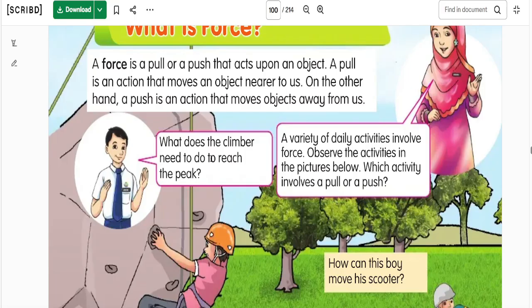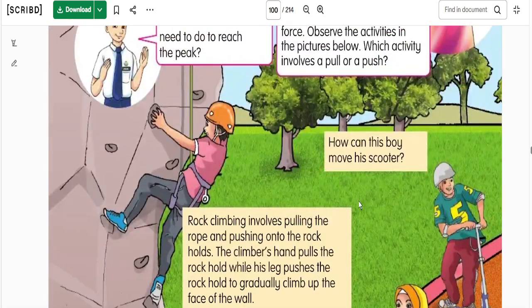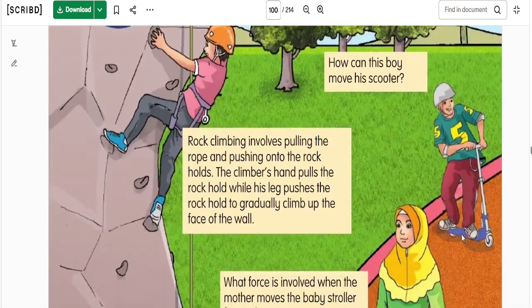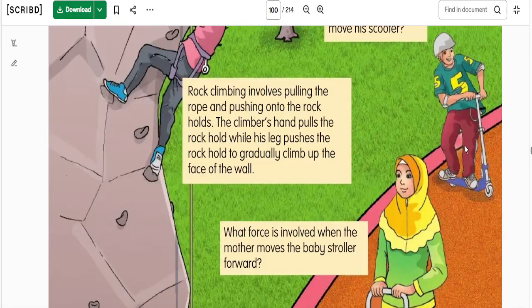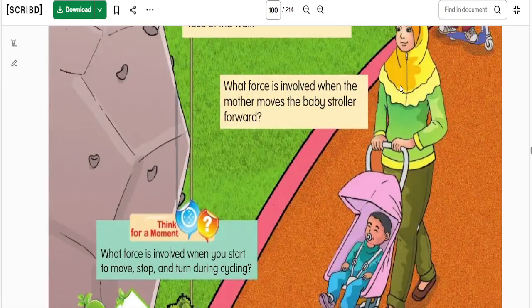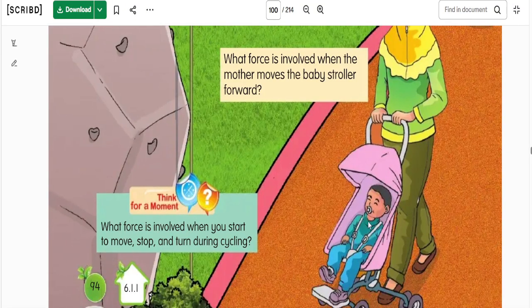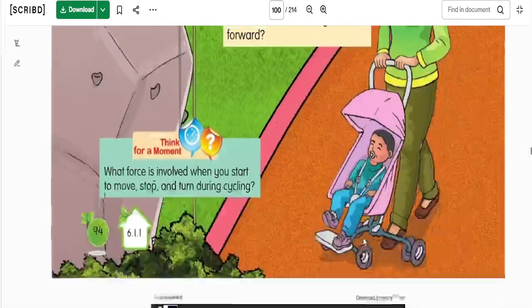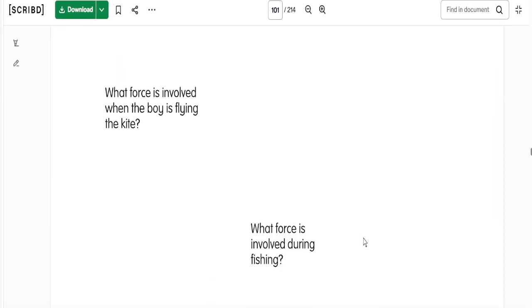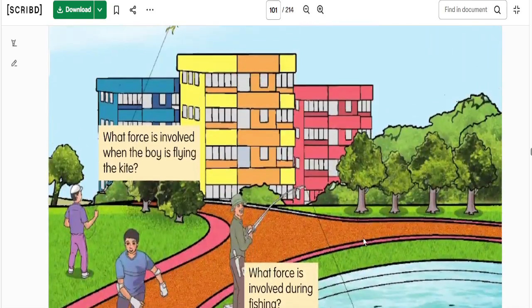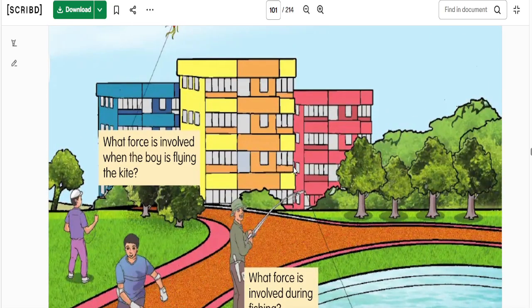If we see a variety of daily activities, we do push and pull. So force is involved in our daily activities, right? Like this boy moving his scooter, so he is applying force. There is a baby stroller, she's moving it forward, so she's applying force, pushing it basically. All these activities explain how force is involved in our daily activities.